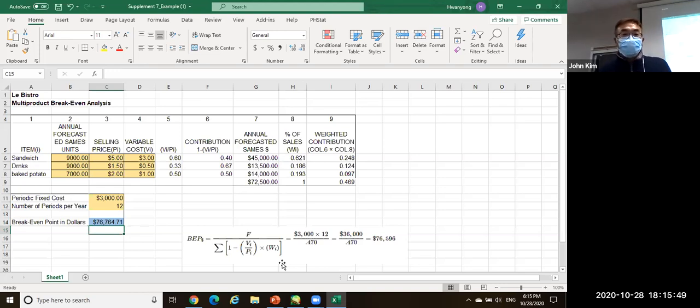But the forecasted expected annual sales is 72,500. So this is less than the break-even point. So what do you think? The break-even point is higher than the annual sales. To make a profit, either way, like too much fixed cost, so reduce fixed cost or decrease variable cost. And one more way, increase sales.